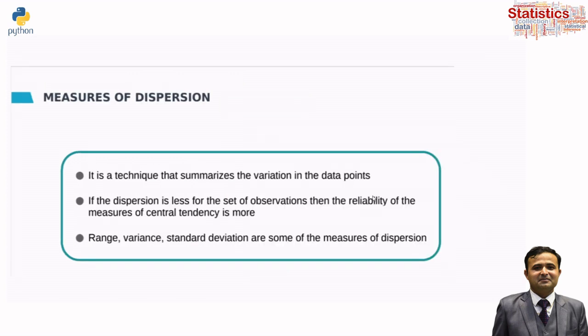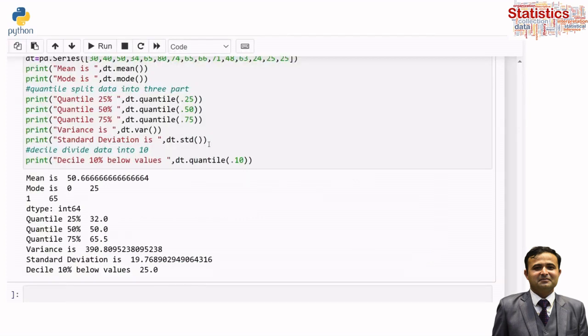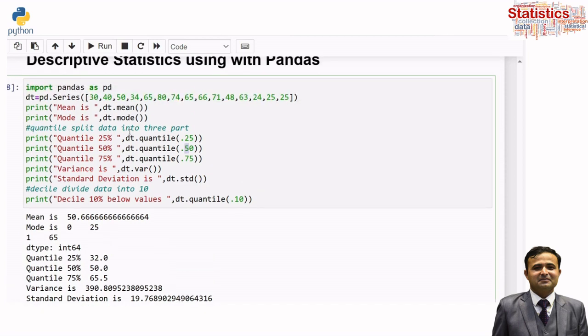Now we want to discuss the measure of dispersion. It is the technique that summarizes the variation in the data points. So we have also talked about the variance and the standard deviation. So it is the technique that summarizes the variance in the data points. So quantile 50, you can see what is the middle value, that is median.